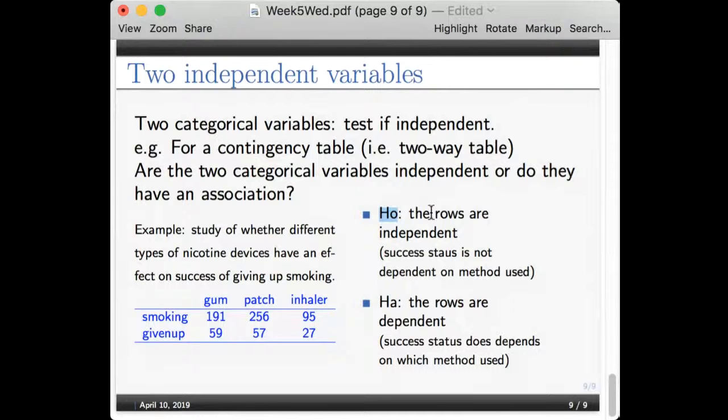So the null hypothesis in this case is that the rows are independent. And in other words, that whether somebody's given up smoking or continuing doesn't depend on what type of treatment they've had. Okay, and the alternative hypothesis is that they are dependent. The success status depends on which method was used. So you can see the idea of what you're trying to test here. And I'll just pop over to the R file and show that one.